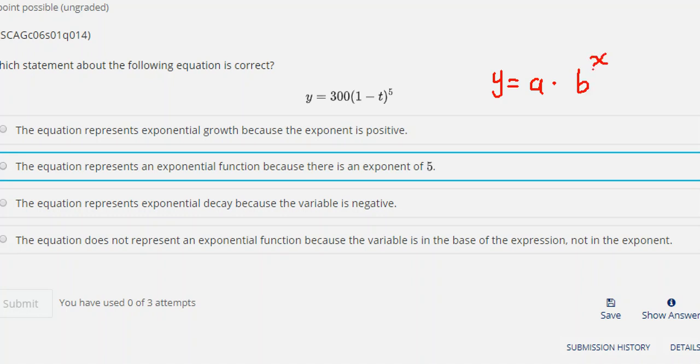Now here's the big thing. If in your exponent it contains the variable, and the base is constant, then you know you have an exponential function, okay?